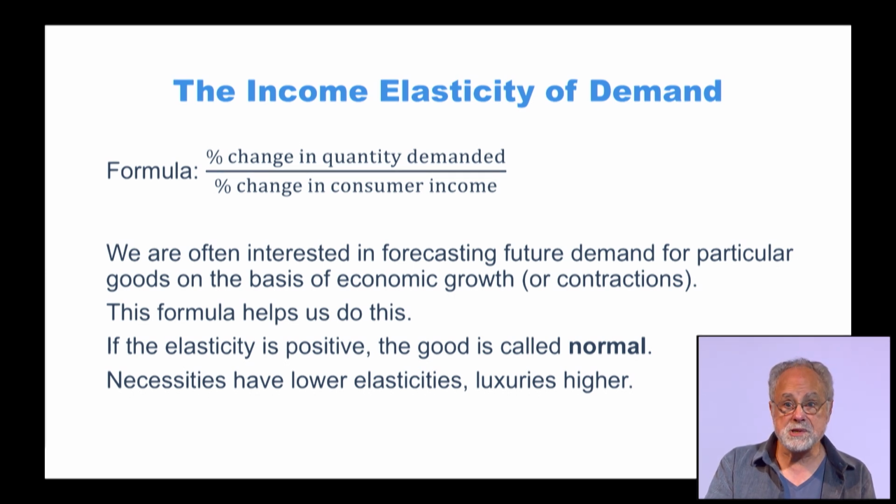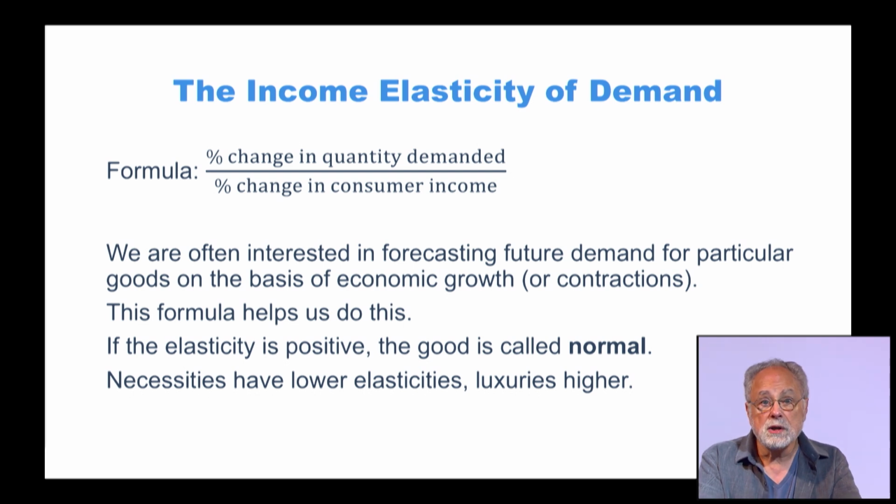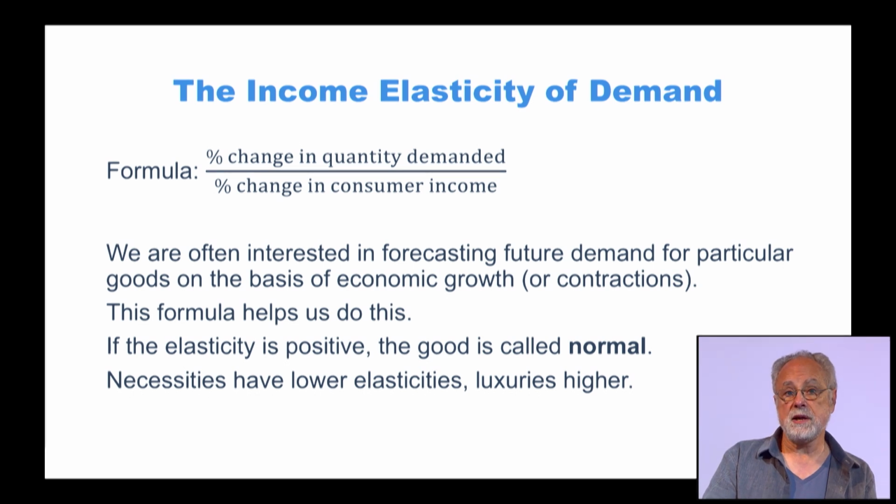For most goods, this is a positive number. That is, if your income goes up, typically you buy more of it. We call those goods, quote unquote, normal goods. But not every good is a normal good. There are some goods where if your income goes up, you actually buy less of it. Those things are typically at the bottom end of the consumer market, where people move out of those markets if their income rises.